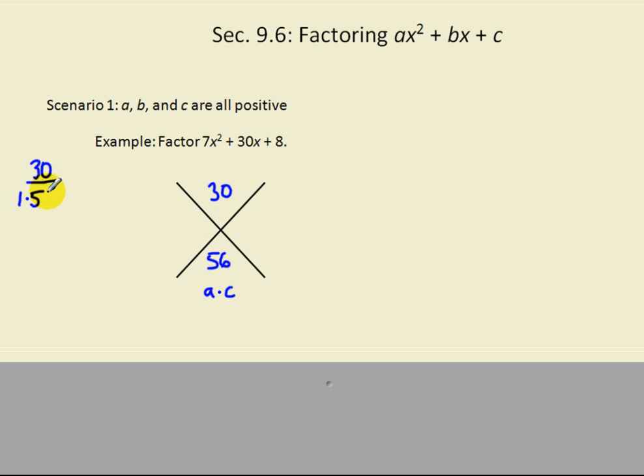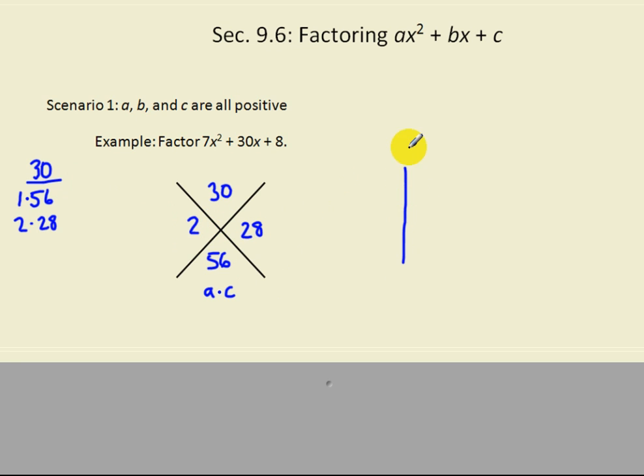So for example, 1 times 56 gives us 56, but they add to 57. 2 times 28 gives us 56. And they add to 30, so that's good. Now, here's the real clever part. So far, that didn't do a whole lot for us.